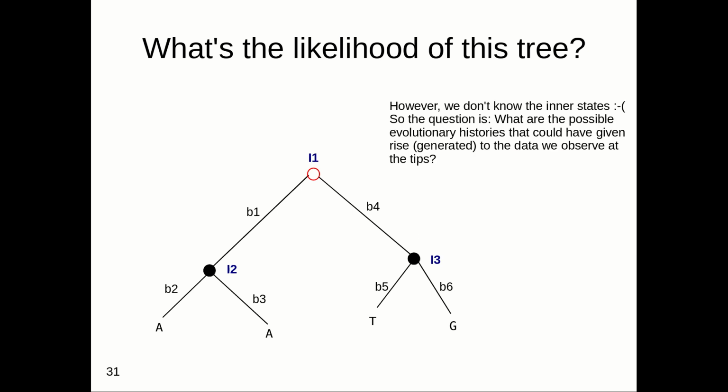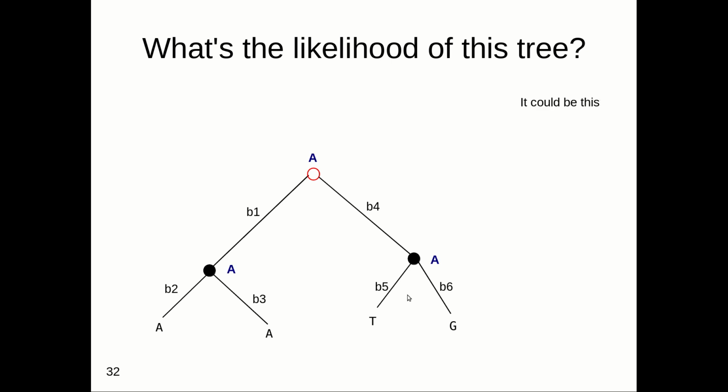However, unfortunately, we of course don't know the inner states. So the question now is, well, what are the possible evolutionary histories that could have given rise or could have generated the data that we observe at the tip? So what could have happened here, here, and here, such that we observe the data at the tips? And so now, well, which possible evolutionary histories or which possible ancestral states or transitions from A to something else here could have given rise to what we observe at the tips?